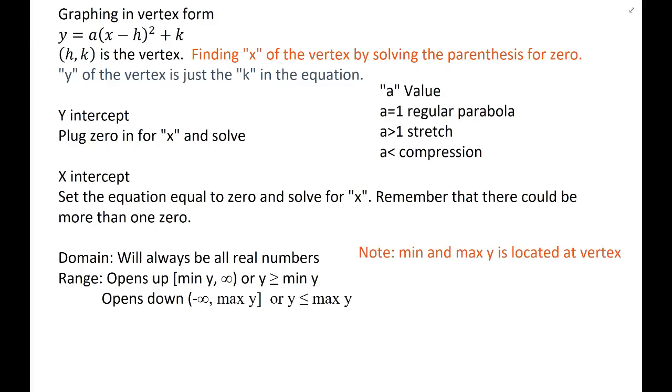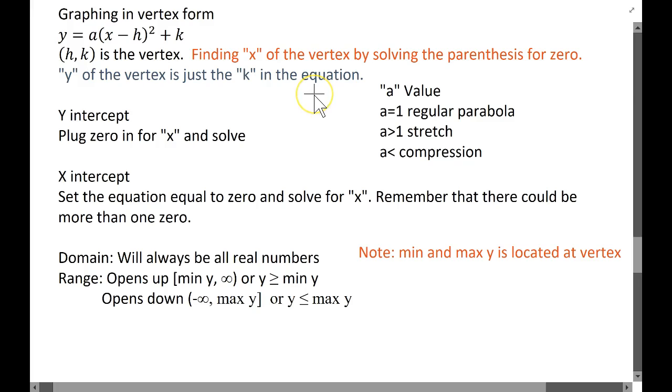All right, today we're looking at graphing quadratic functions in vertex form, which is y equals a times (x minus h) squared plus k. Your (h, k) is going to be your vertex. Find the x value of the vertex by solving the parentheses for 0, and the y value of the vertex is just the k value in the equation.